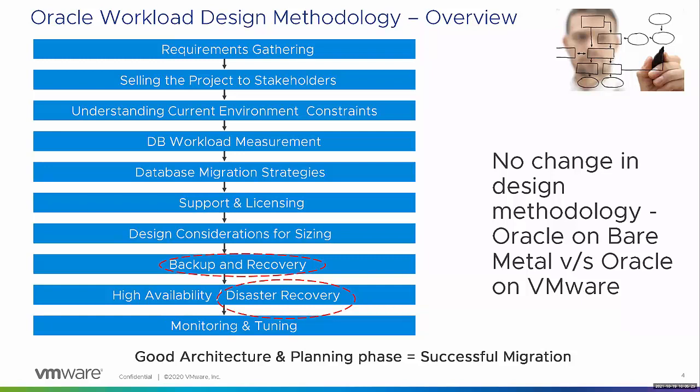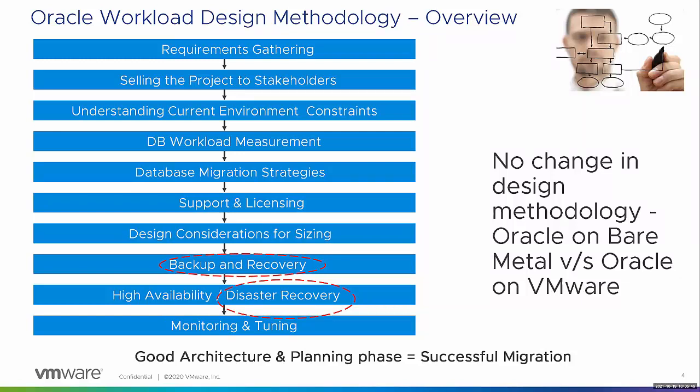Typically, the process starts with gathering requirements. You sell the project to stakeholders. You need to understand the current environment constraints. And one needs to measure the database workloads, be that using SAR, the Oracle AWR, or the Oracle ADDM, so that you now know what the four quadrants are, the CPU, the memory, the disk, and the network requirements for this particular current workload.